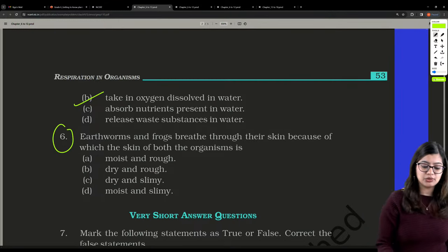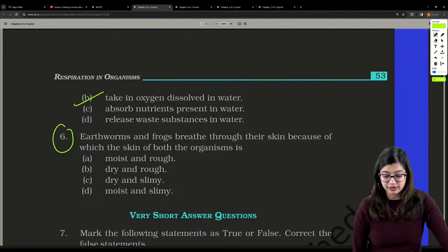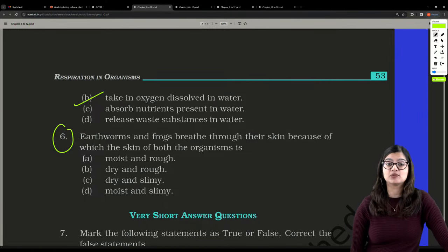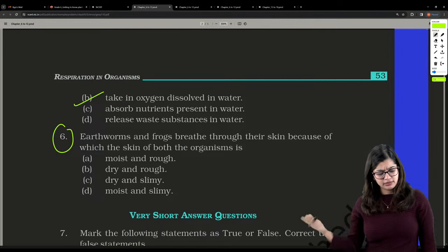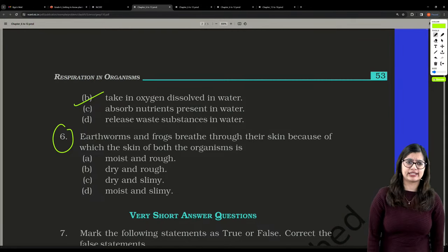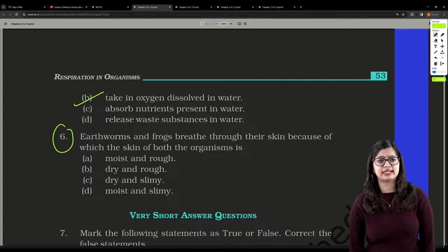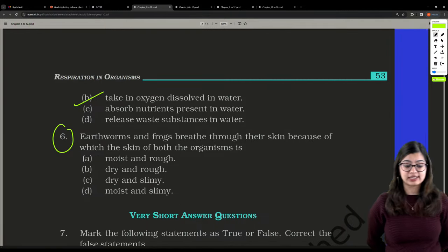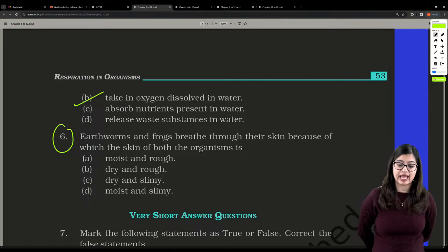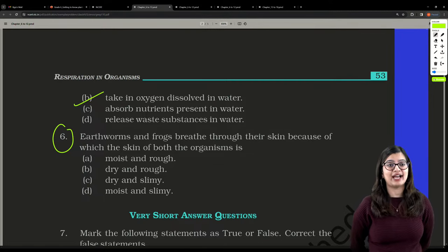Now, question number 6, students, which is earthworms and frogs breathe through their skin because of which the skin of both organisms is dash. It's moist and rough, dry and rough, dry and slimy, or moist and slimy. What is the answer? Earthworms and frogs are able to breathe through their skin because of dash.